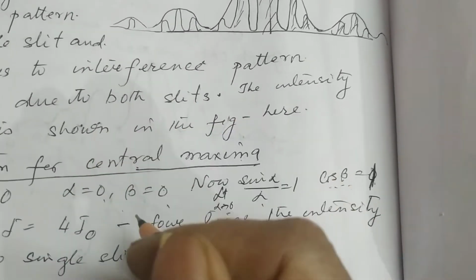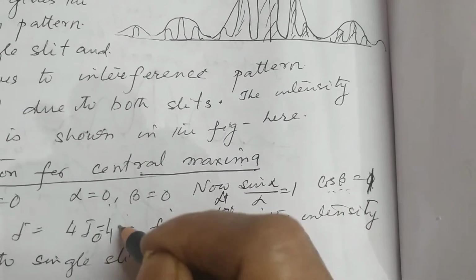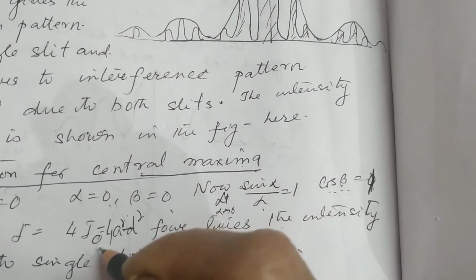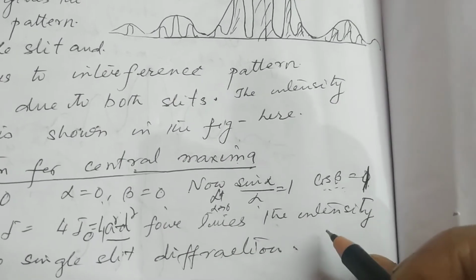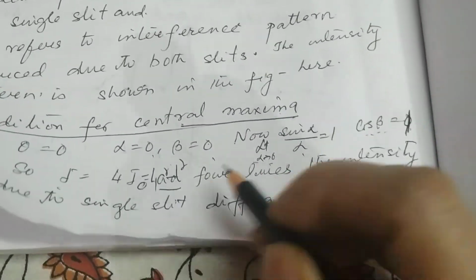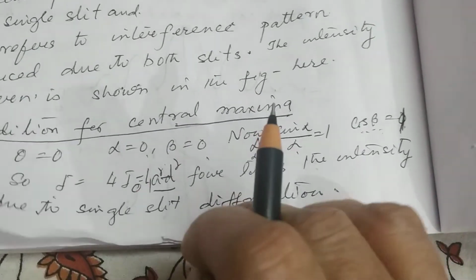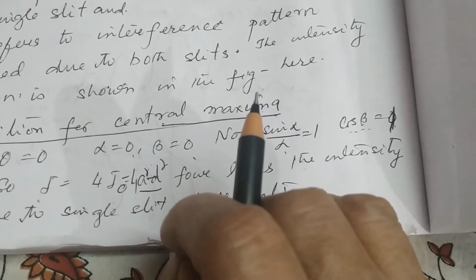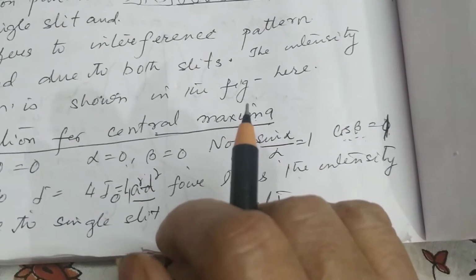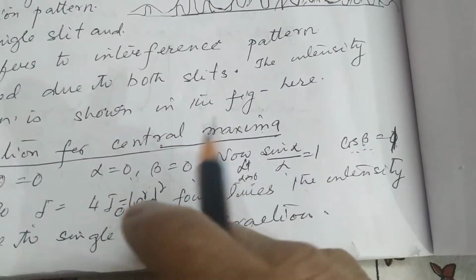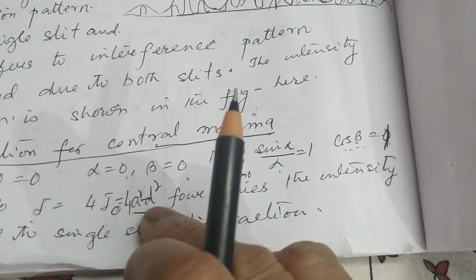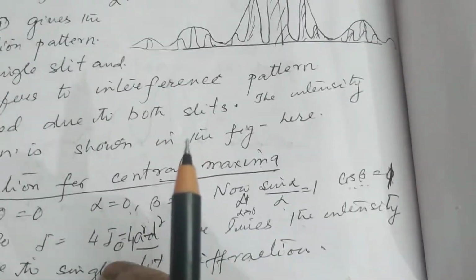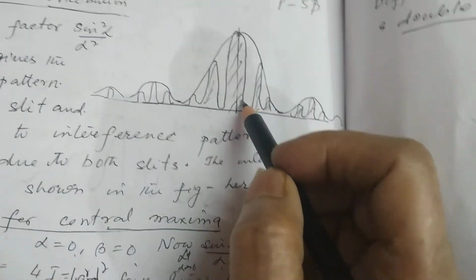Actually it is 4 a square d square. A square d square I am saying as I0. So it is 4 a square d square, so 4 times the intensity obtained due to single slit. Do you remember, for the principal maxima in single slit it was only a square d square, but here it is 4 a square d square. So 4 times increase in the intensity of the principal maxima.